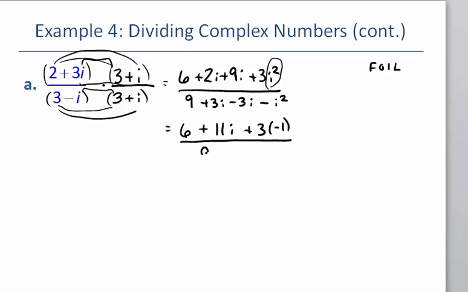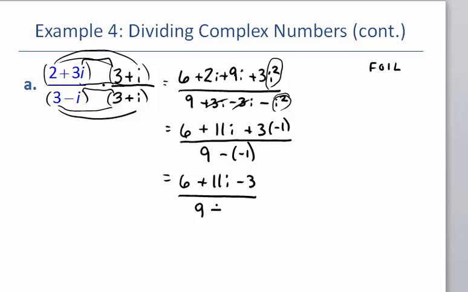In the denominator, we have 9. The middle terms cancel each other out. And again, in place of this i squared, we're going to put a negative 1. So we have 9 minus negative 1. So the numerator, when we simplify, becomes 6 plus 11i minus 3. And the denominator, 9 plus 1, which gives me 3 plus 11i over 10. And we can leave the answer in that format, or you can go ahead and break up your fraction and write it 3 over 10 plus 11 over 10 times i. And either way is acceptable.